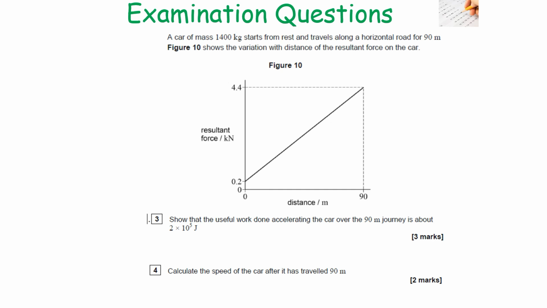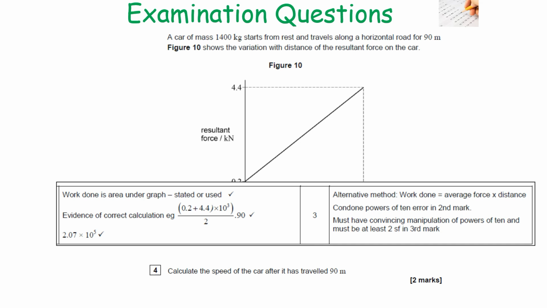So for the area of a triangle, you divide it by 2 and then multiply it by the height, the distance value, which is 90. So you would do 0.2 plus 4.4. Okay, so you work it through to find your difference there, times by 10 to the 3, divided by 2, times by 90, and we get 2.07 times by 10 to the 5.